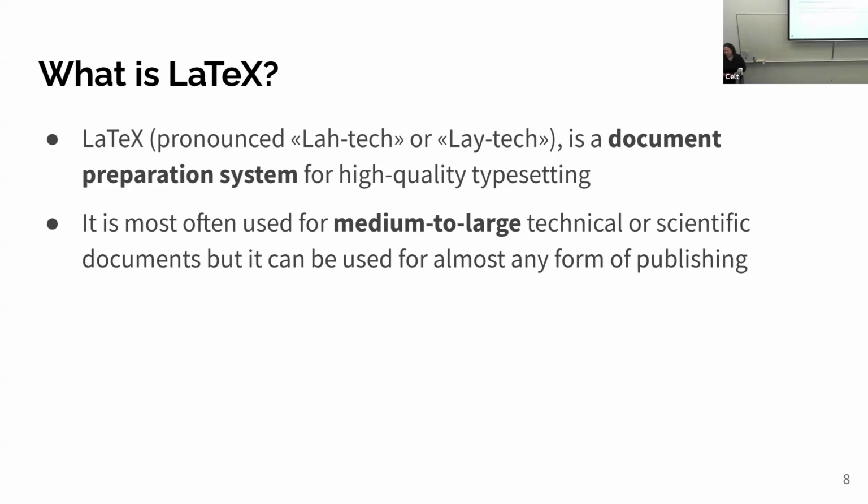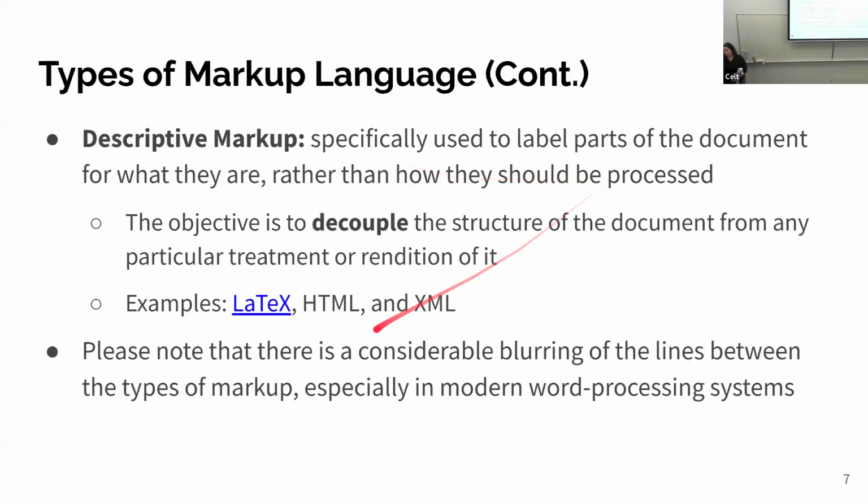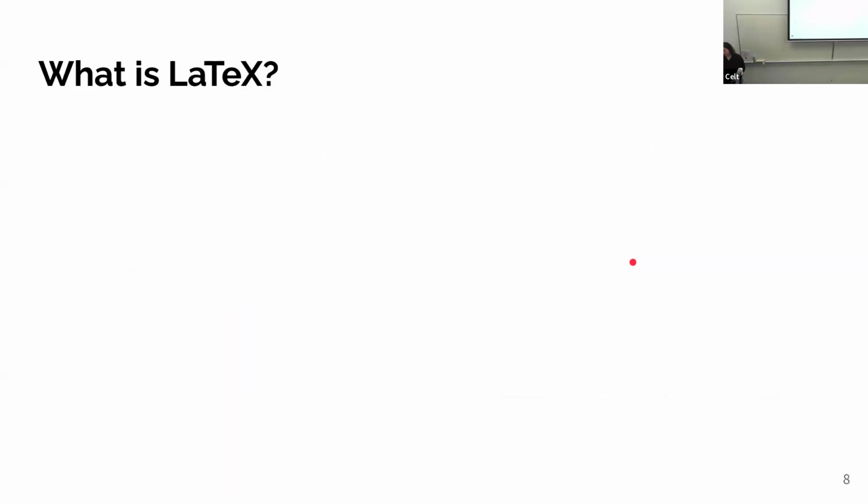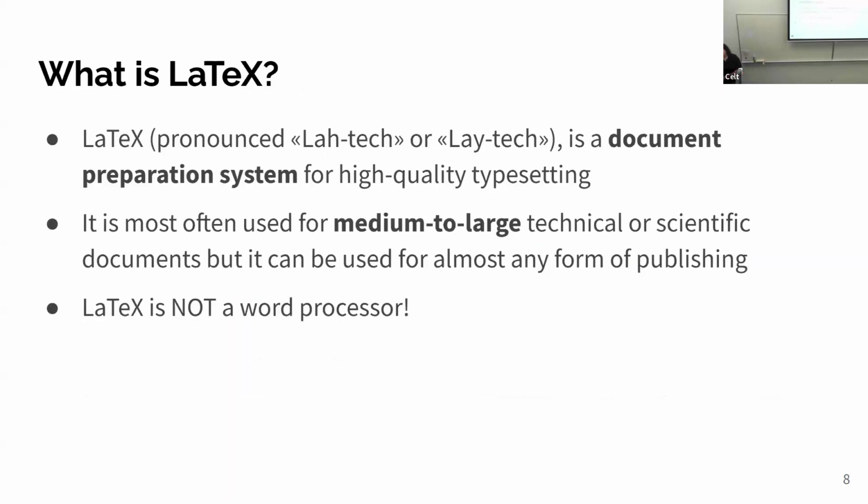LaTeX is most often used for medium to large technical or scientific documents. So I find it very useful for writing papers for conferences, so you don't have to worry about the format of the document. If you need to resubmit that to a different venue, you don't need to worry about retyping everything or reformatting everything. You just change the libraries that you're using or the macros that you're using, and that will automatically change the formatting. That's why it's decoupling the structure from the content. And it's important to note that it's not a word processor.